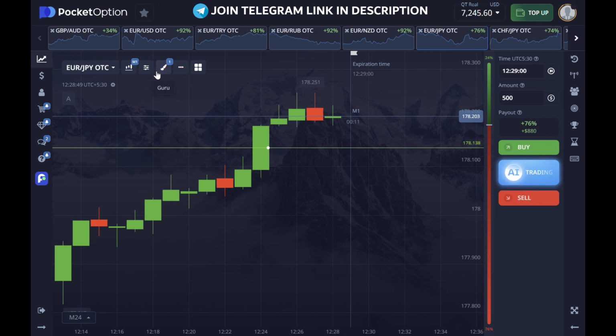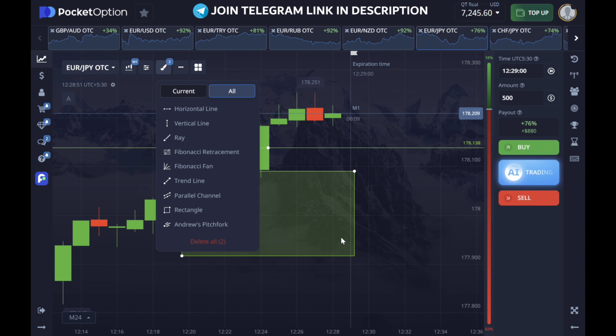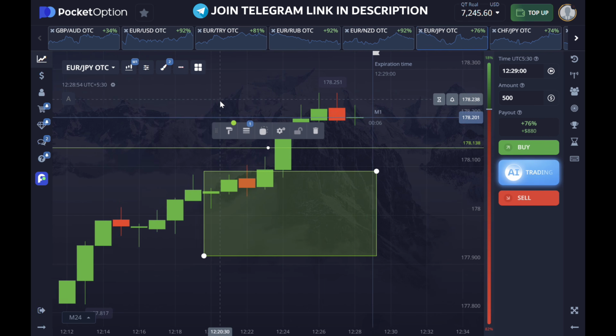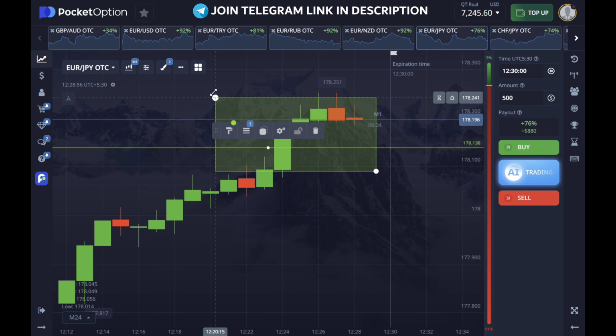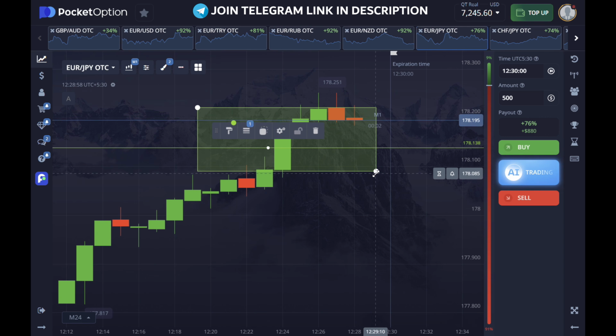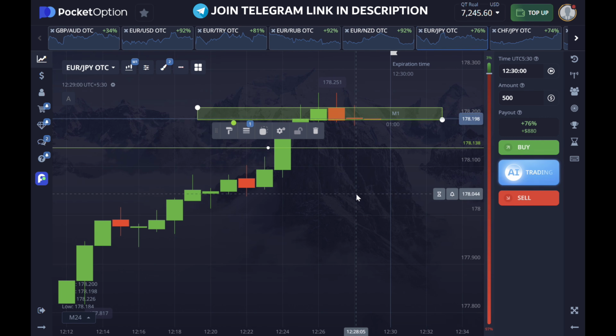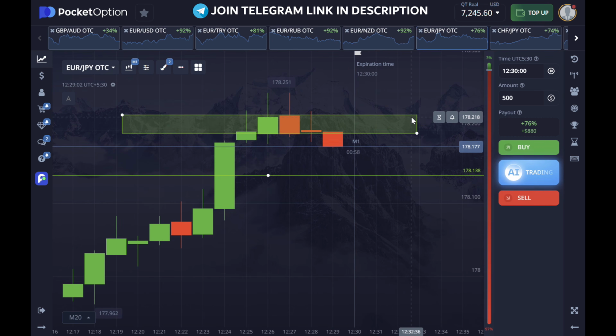Okay, so I've set the candle at this level. All right, now I will proceed to draw a rectangle from the very top. All right, this is our rectangle. So the market wants to go in a downward direction. That's why it's doing this.